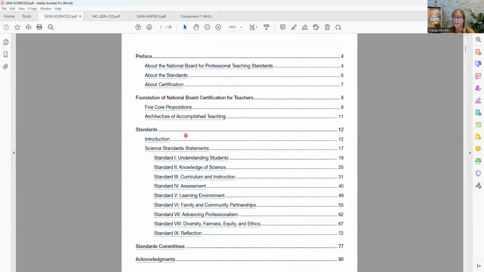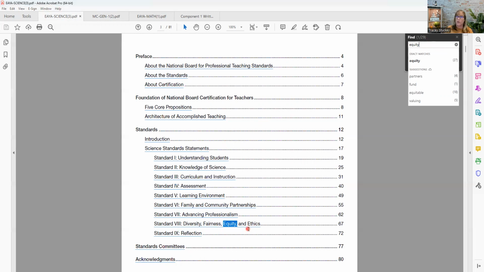Now, if we go over to EA Science and we do the exact same thing, we find equity 29 times over here in science, but we only found it once in MC Gen, right? But we found 32 instances of diversity in MC Gen. Now, do you see why you can't get a straightforward answer from anybody about what it is and what it should be? Because your standards are also very different. Also here in EAYA Science, you have your very own standard 8, diversity, fairness, equity, and ethics. Ethics is a part of that.